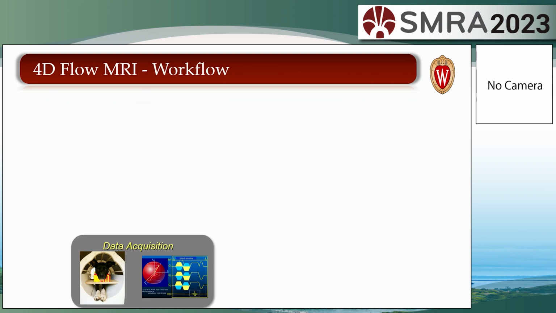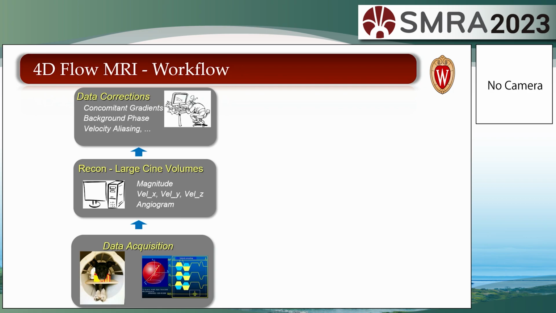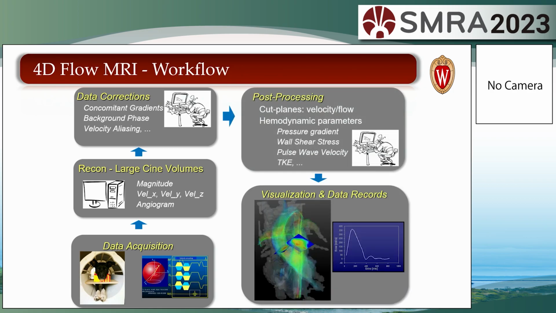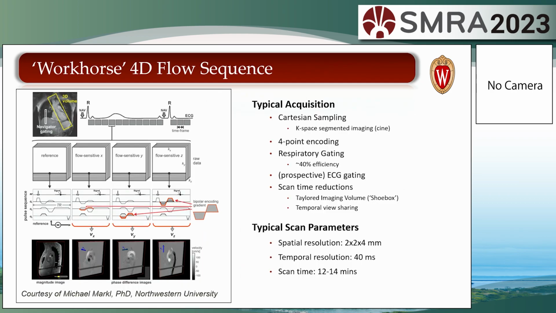I structured my talk to follow the work pipeline of 4D flow imaging. I'll start with data acquisition and reconstruction, which go hand in hand. I will then talk about what we often call pre-processing data corrections, and then finish up with post-processing and visualization. Again, the focus is on the technical aspects of that. So let's kick things off with data acquisition and reconstruction.